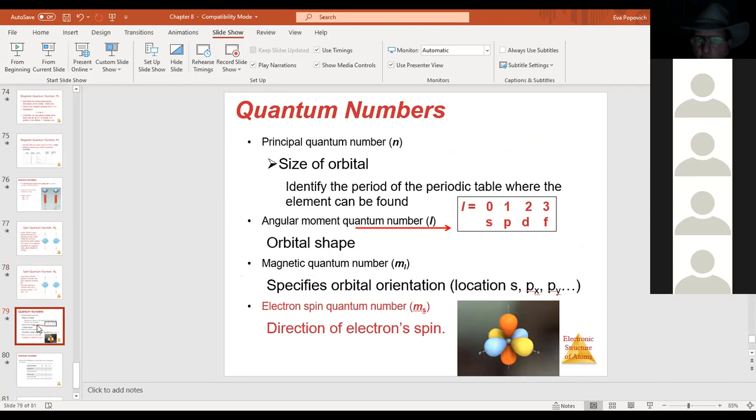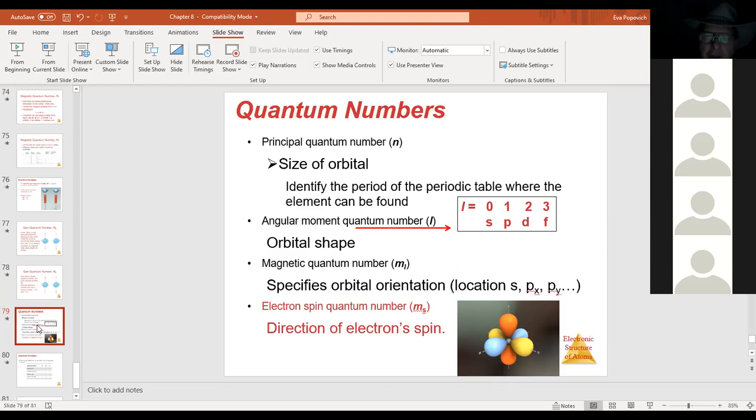So, reviewing, the principal quantum number, n, can be whole numbers, not 0. Anything from 1 to 7, whole numbers. It indicates the size of the orbital. It's the rho, if you want to think of it in that fashion. The angular momentum quantum number dictates the shape of the orbital. If L is 0, it's s. If L is 1, it's p. If L is 2, it's d. If L is 3, it's f.